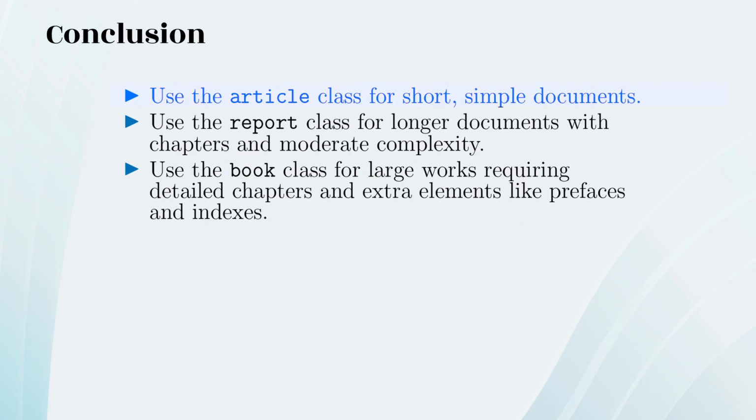So in conclusion, use the article class for shorter, simpler documents. Use the report class for moderately long documents with chapters but without complex formatting needs. Use the book class for large, detailed work that requires extensive chapter divisions and additional elements like prefaces and indexes.